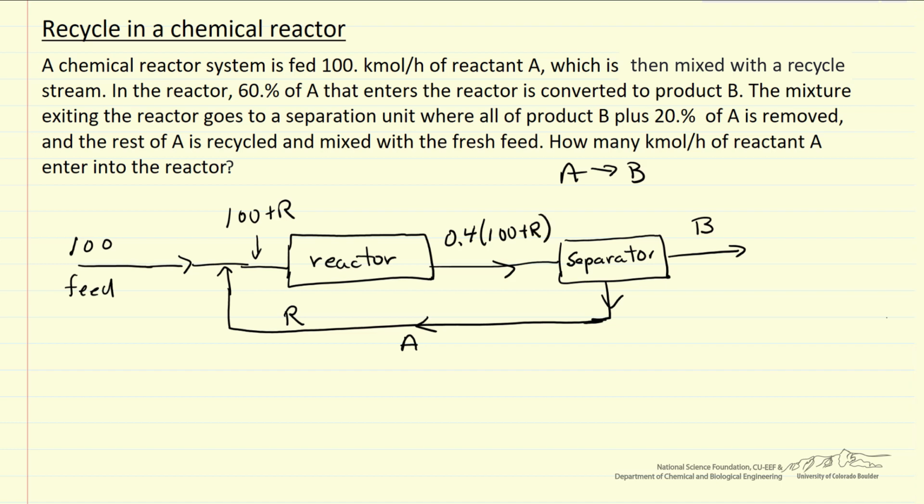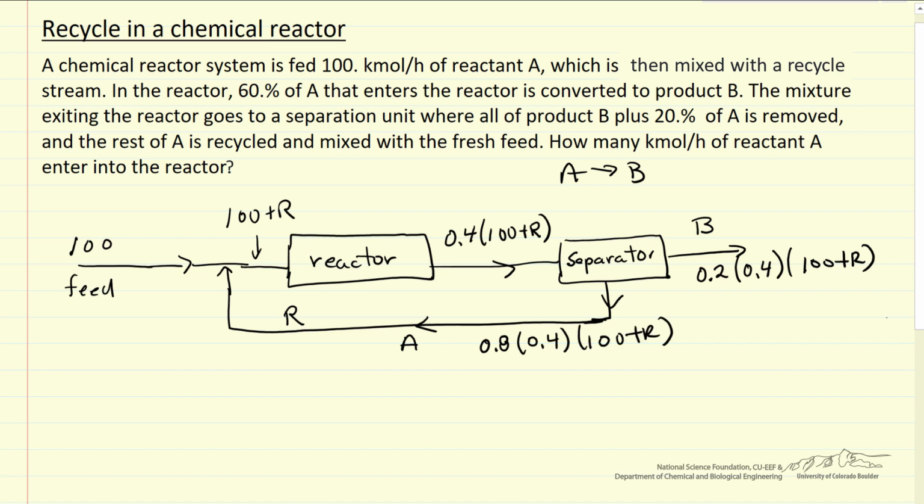The problem further says that we're going to remove B in the separator, but we're also going to remove 20% of the A that's in the stream. So 20% of 0.4 times (100 plus R). And that means the recycle is the remaining 80%.